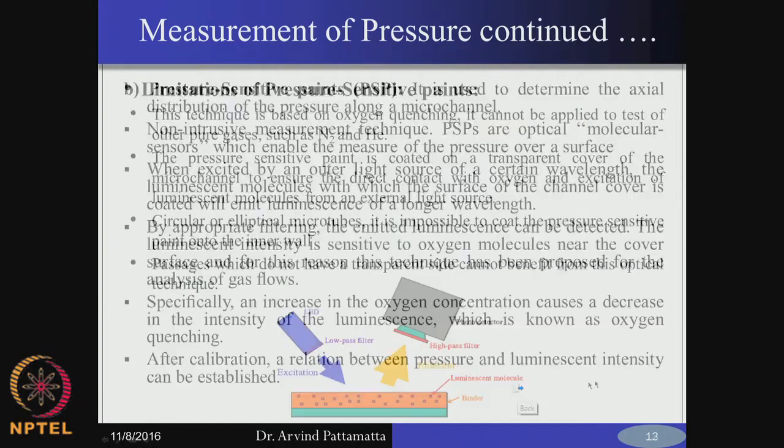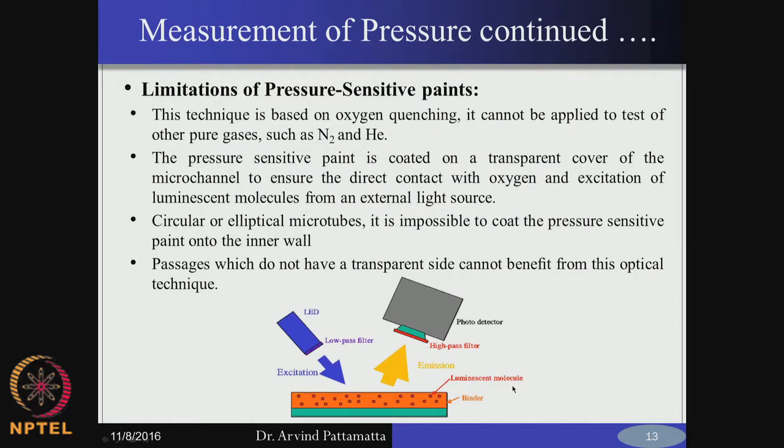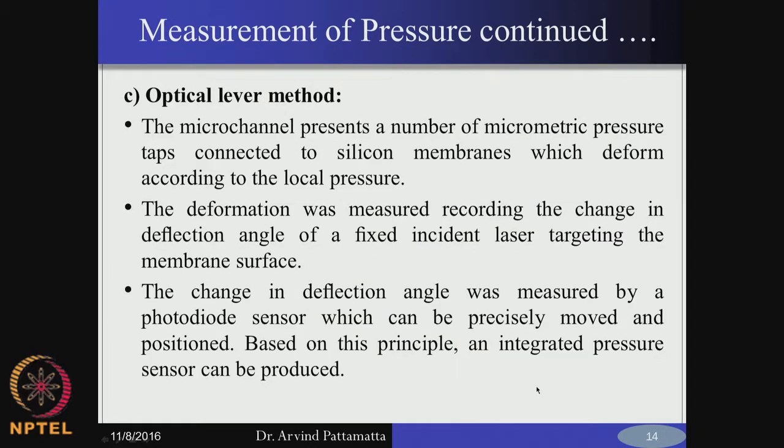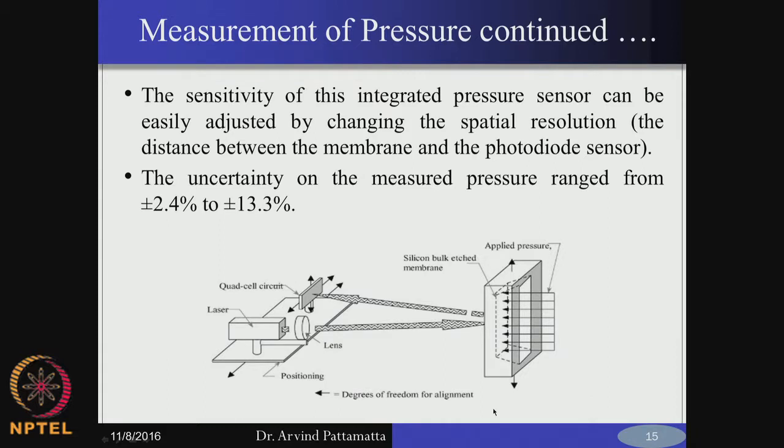So, we have seen a few methods. One is the tube cutting method, where you take the difference between a longer tube and a shorter tube to eliminate the expansion and contraction pressure losses. There are also other methods of direct measurement of pressure, like using pressure sensitive paint. All this I have covered in the last class, and also the optical lever methods.